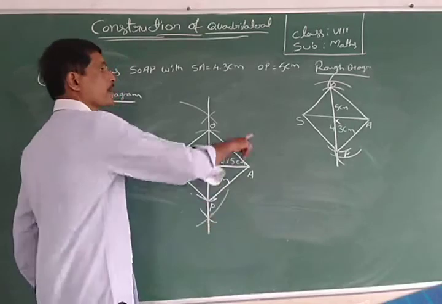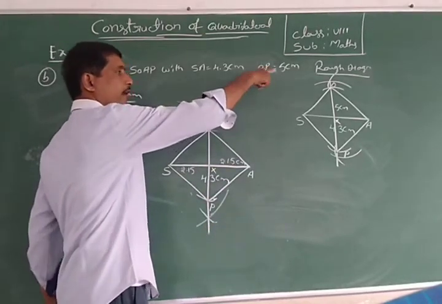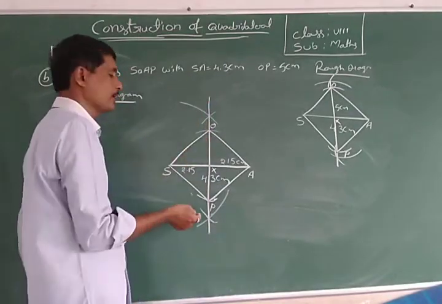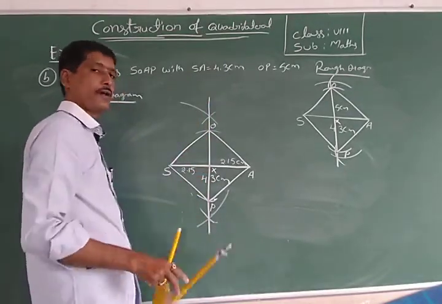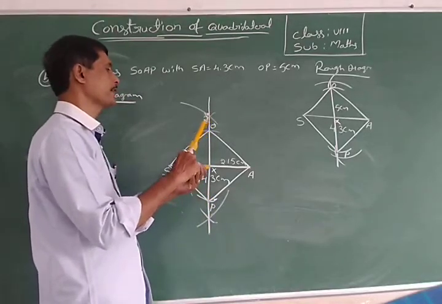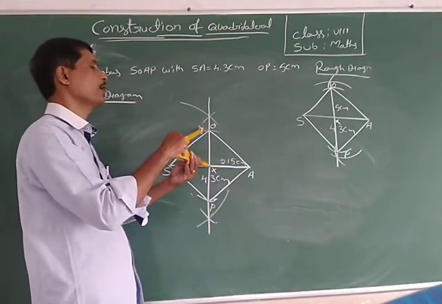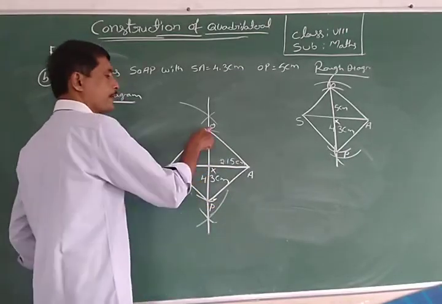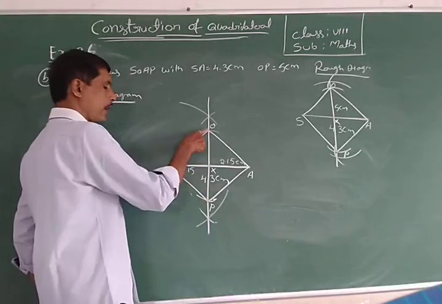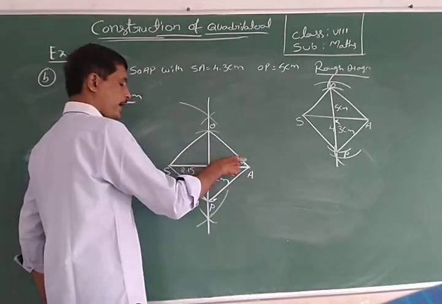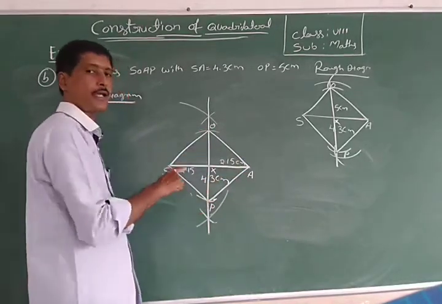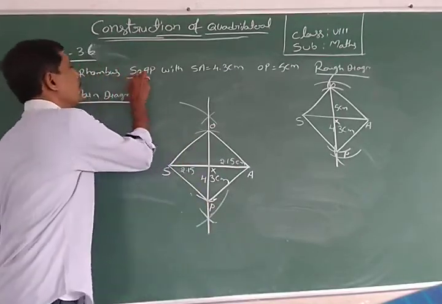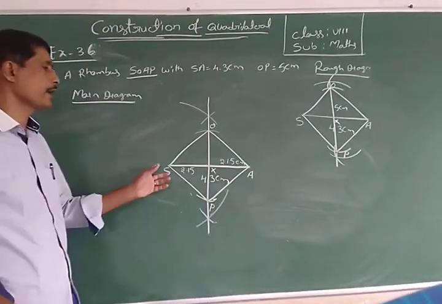Next, the second diagonal OP equal to 5 centimeters. Divided by 2, that is 2.5 and 2.5. Take X as the center, draw the arc with 2.5 centimeters using the compass, 2.5 up and 2.5 down. The point is O and the point is P. Join SO, OA, AP and SP. Form the required quadrilateral SOAP. That is the rhombus SOAP.